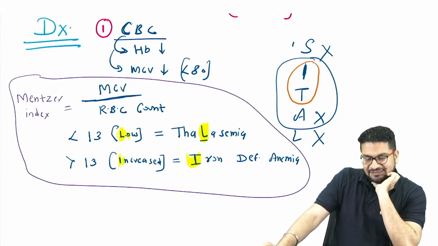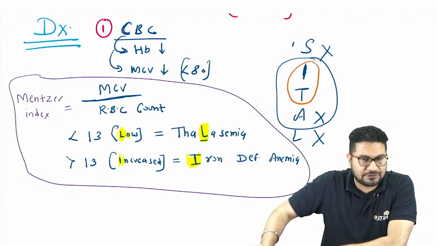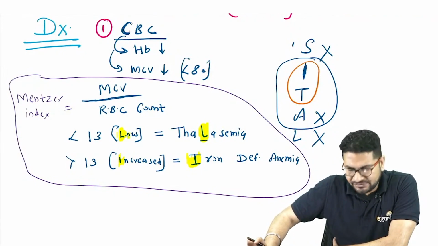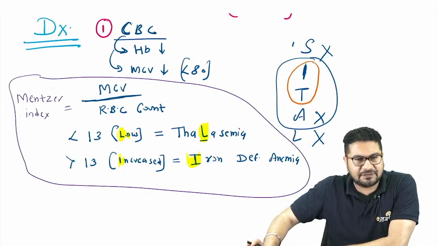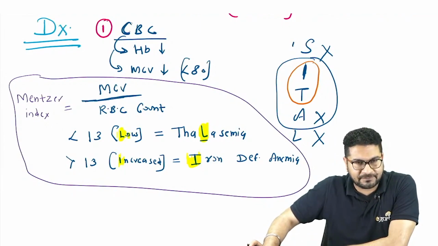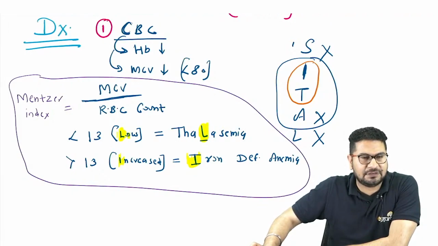I'll tell you why this is important. I had a patient, I was taking a class in Jaipur. This was a female patient, 19 years old. She was taking treatment for anemia. The doctors were giving her iron tablets, iron supplements, right? But when I calculated the Mentzer index, it came out to be 10.5.